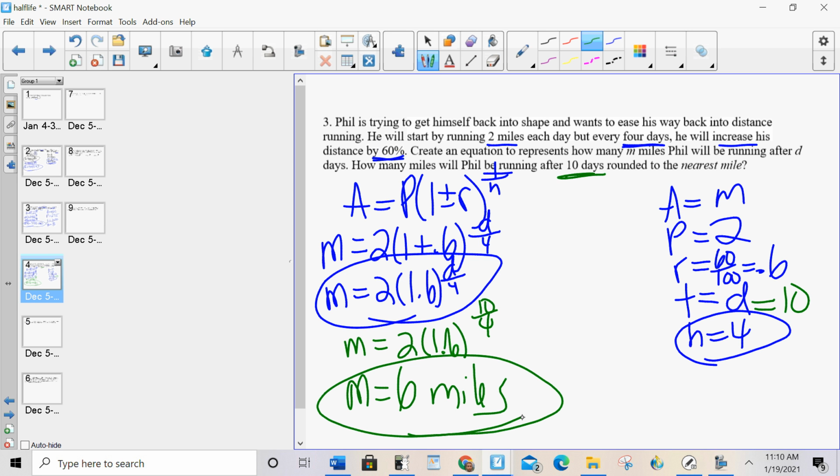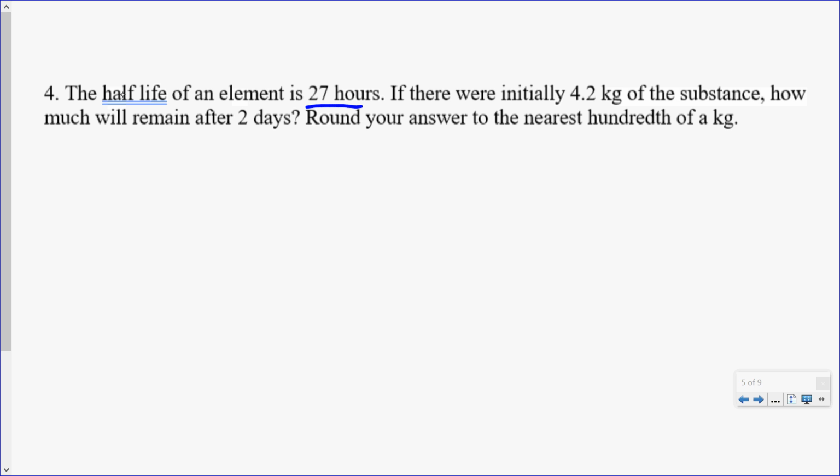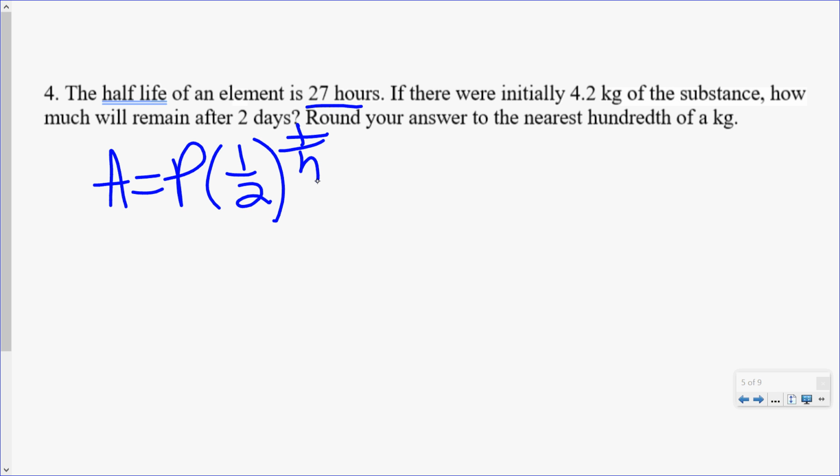We can go through another example or two, and then after that, I'm just going to let you practice on your own. The half-life of an element is 27 hours. So I'm just going to start you off for half-life. Half-life raised to T over H. And because it's half-life, it's always half inside. So I'm going to ask you at this point to pause it. Try number 4 on your own. Unpause it.